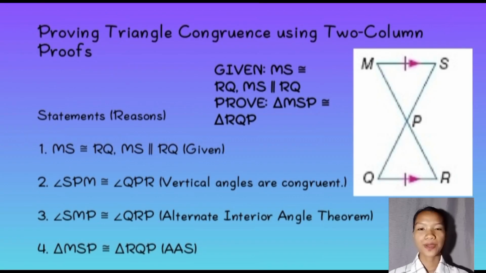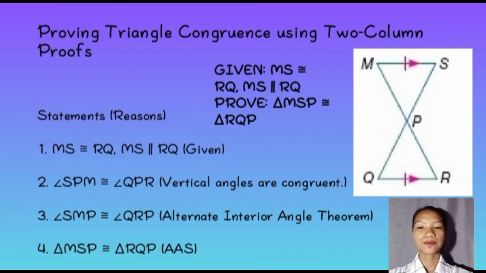So let's prove by using a two-column proof. Given: line segment MS is congruent to line segment RQ, and line segment MS is parallel to line segment RQ. Need to prove: triangle MSP is congruent to triangle RQP. Statements. Number 1. Line segment MS is congruent to line segment RQ, and line segment MS is parallel to line segment RQ. Reason: given.